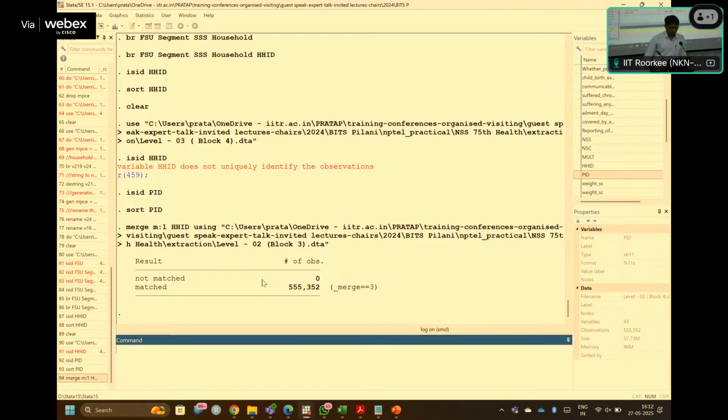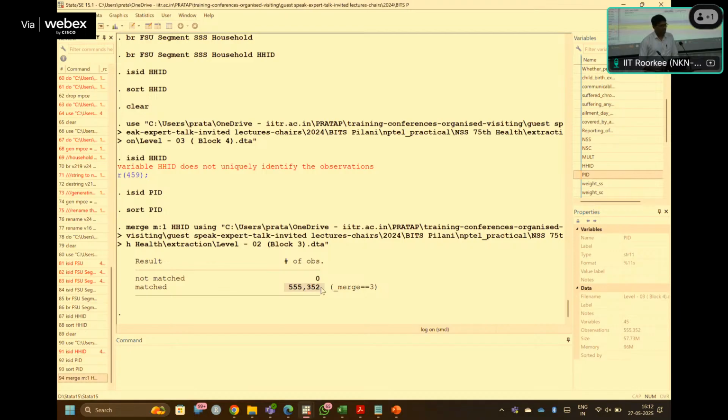One thing to check again: you have to quickly cross check whether the matching one is with a higher number or not. Not necessarily, all 5,55,352 are matched in all the rounds, all the levels. Okay, so that is the first step.